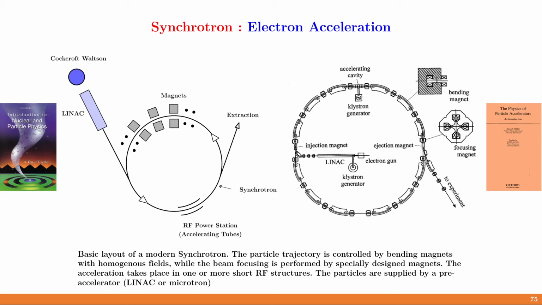So both these figures show the basic layout of a modern synchrotron. The particle trajectory is controlled by bending magnets with homogeneous fields, while the beam focusing is performed by specially designed magnets. The acceleration takes place in one or more short RF structures. The particles are supplied by a pre-accelerator, that is a LINAC or a microtron.